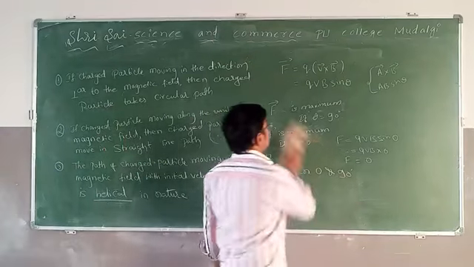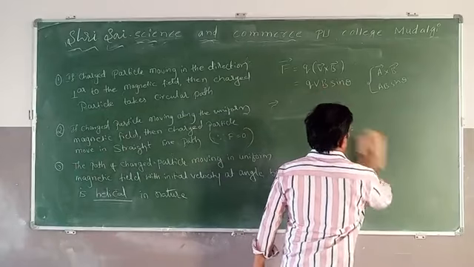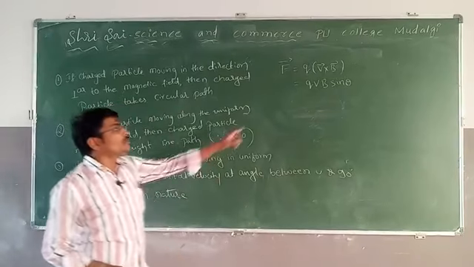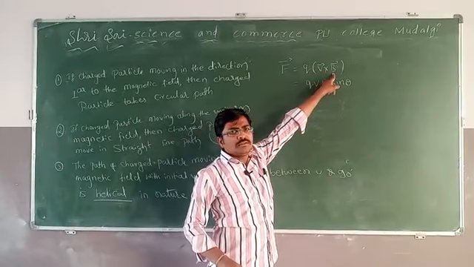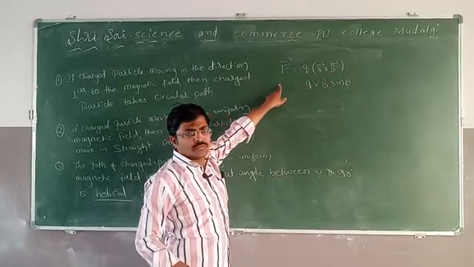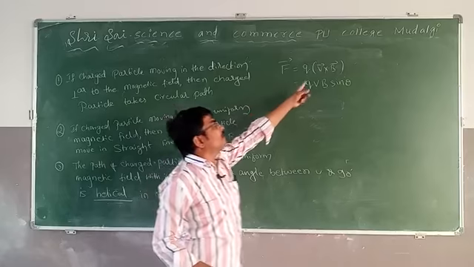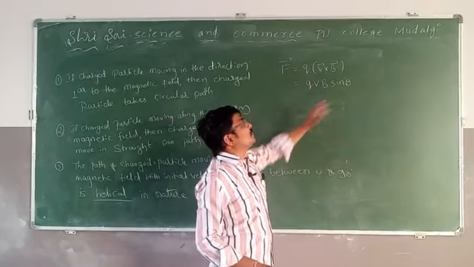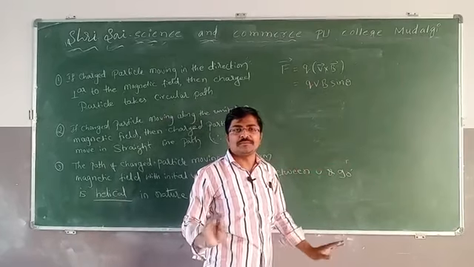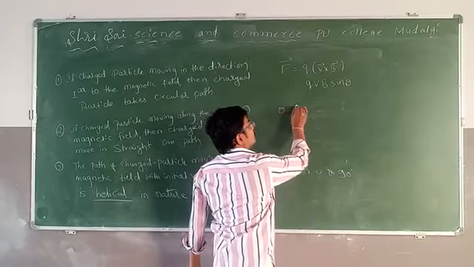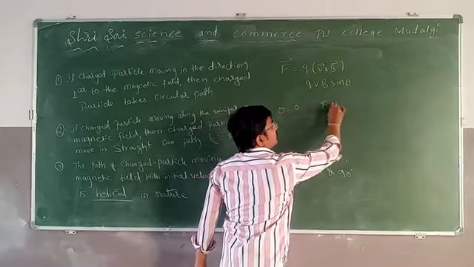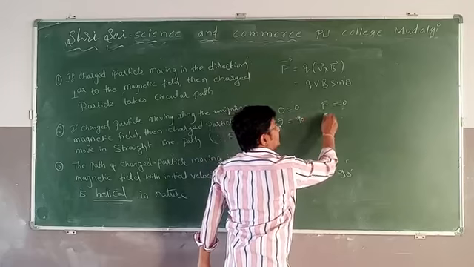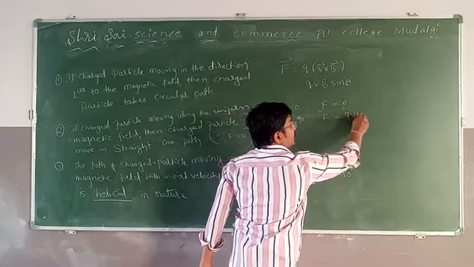See, if the angle between V and B is 0 degrees, then there is no force, zero force. If the angle between V and B is 90 degrees, maximum force. How much is it? QVB. Maximum force is QVB. If theta is equal to 0, F is equal to 0. If theta is equal to 90 degrees, F is equal to the maximum, that is QVB.